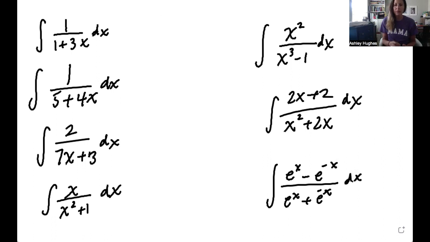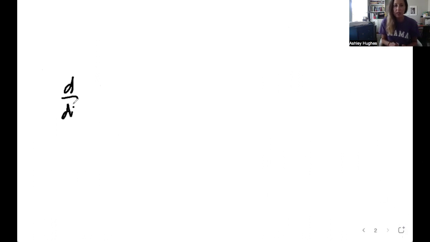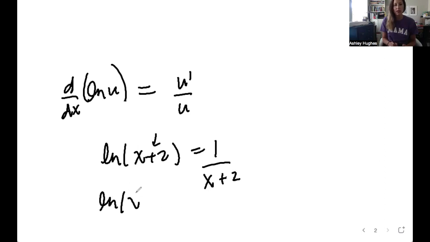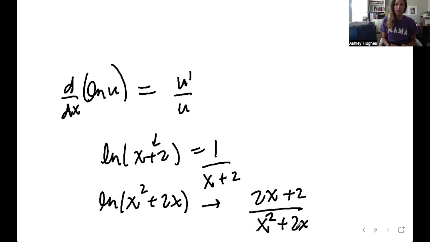Okay, so again, when we take the derivative of the natural log, remember, the derivative of the natural log of something was the derivative of u over u. So if I had the natural log of x plus 2, it would be the derivative of x plus 2, which is 1 over x plus 2. If I had the natural log of x squared plus 2x, the derivative of this would be 2x plus 2 over x squared plus 2x. So basically, you take the derivative of this stuff, put it over the stuff.